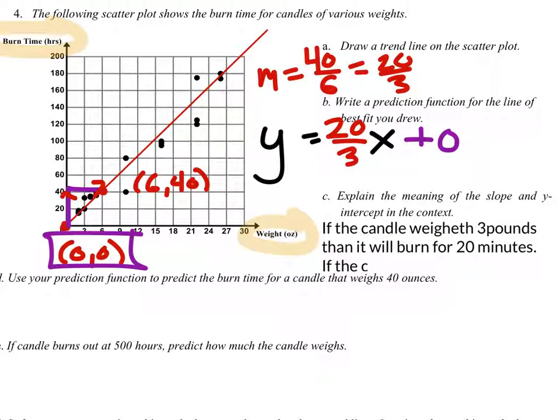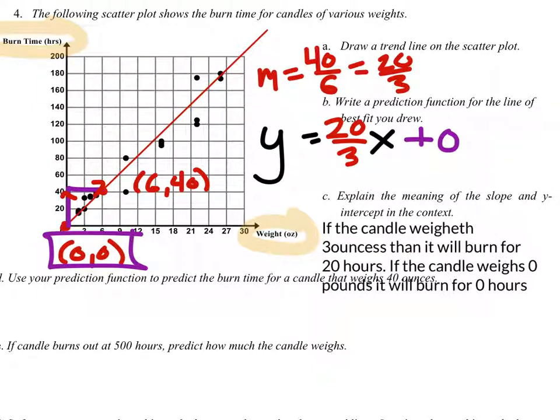If the candle weighs 0 pounds, it will burn for 0, is it hours or minutes? Minutes, hours? Hours, okay, so this one up here, I gotta change this minutes to hours up in here too. That was hours. Oh, 3 ounces. Alright, if the candle weighs 3 ounces, it will burn for 20 hours. Good, we fixed both.